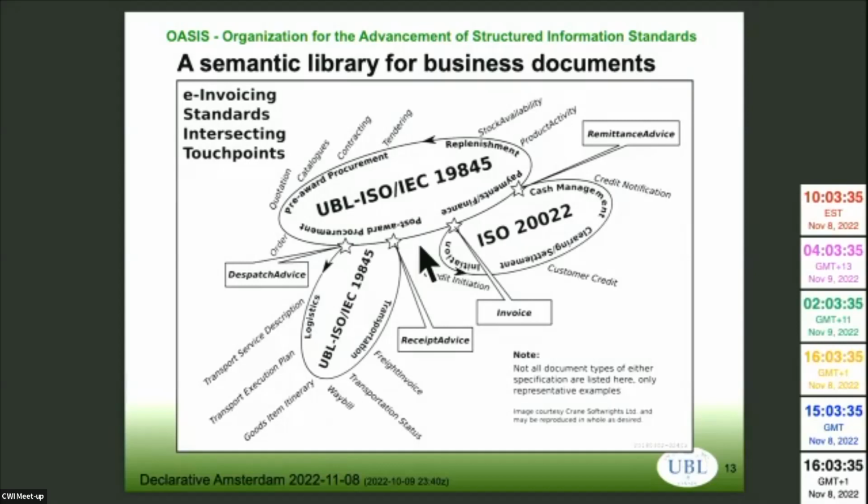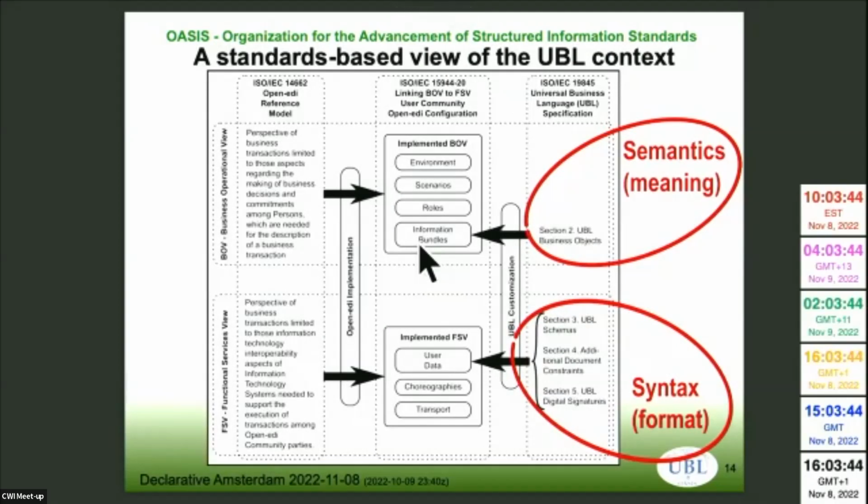20 years in establishing this large family. 2.4 is on its way. The 2.3 has 91 different document types. And in retrospect, the work that we did in UBL meshed well with two standards. Well, actually, the retrospect is only with 14662.